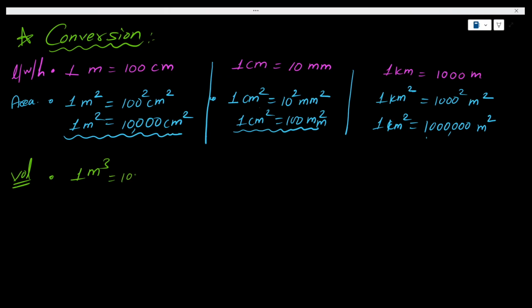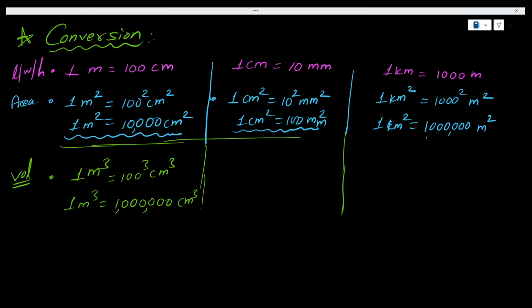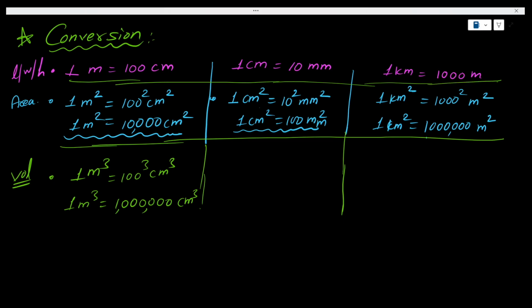1 cubic meter will be 100 cubed cubic centimeter, or 1 cubic meter is 1 followed by 2 threes are 6, 6 zeros, right? That is going to be 1 million cubic centimeter. So if it's a cube, then you will do cubing on both sides. If it's a square, meaning area, you are going to do squaring on both sides. This is for area, that is for volume. Now these are the basic units. You can use any other unit in a similar manner.